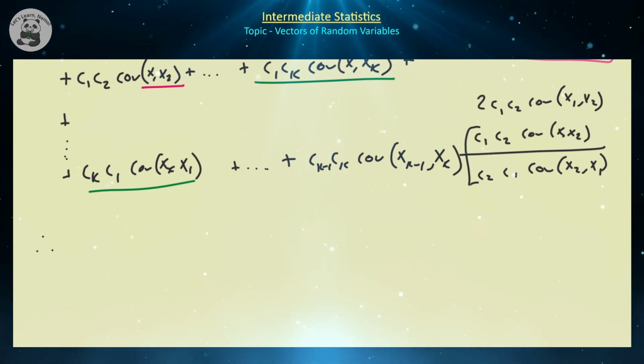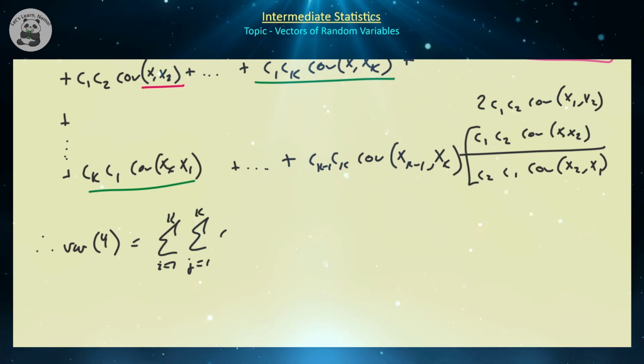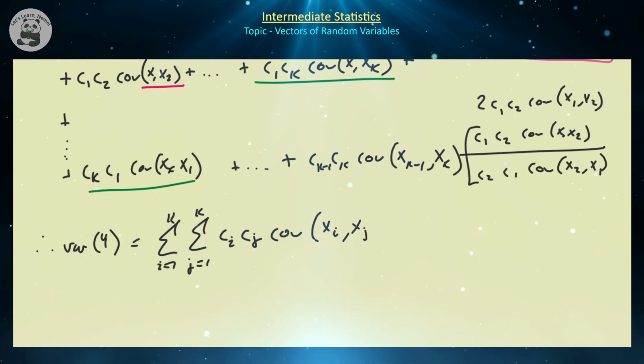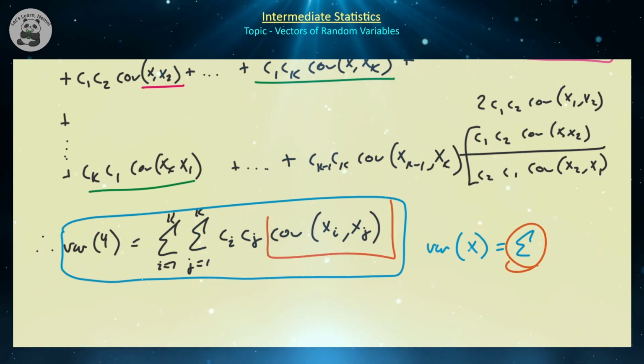So that means we can write the variance of y, in at least double sum form, as the sum from i equal to 1 to k and the sum from j equal to 1 to k of ci, cj, covariance of xi and xj. Because everything is there, and that's the double summation representation of that expression. But we already know that the variance of x is equal to sigma.